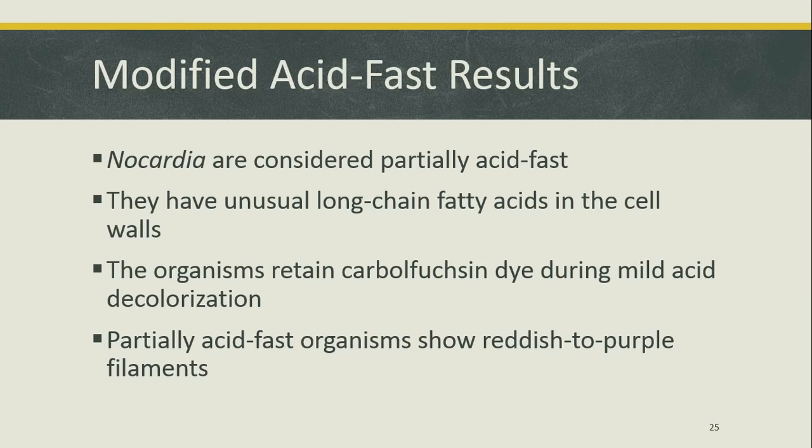This summarizes what I just said: nocardia are partially acid-fast. They have an unusual long chain fatty acid in the cell wall, so again, that lipid-rich cell wall. The organism retains carbolfuchsin dye during mild acid decolorization, and usually will show reddish to purple filaments. And that is it.